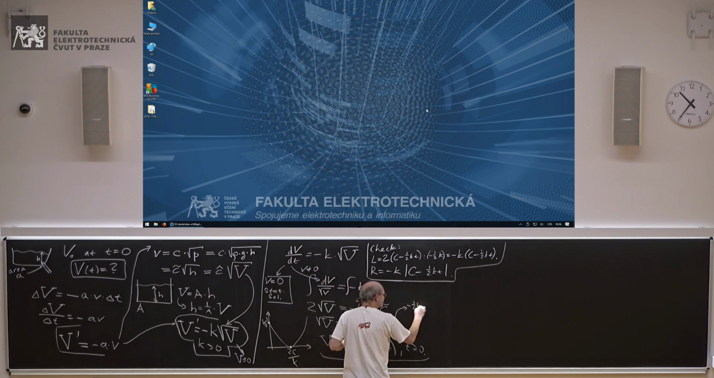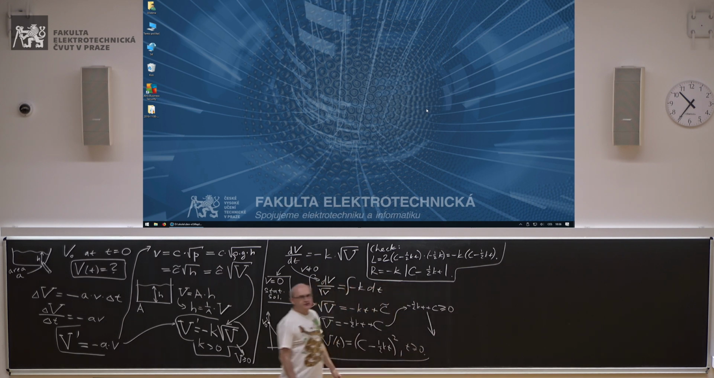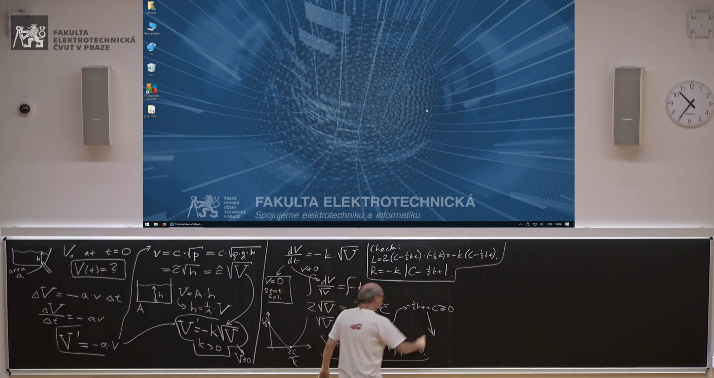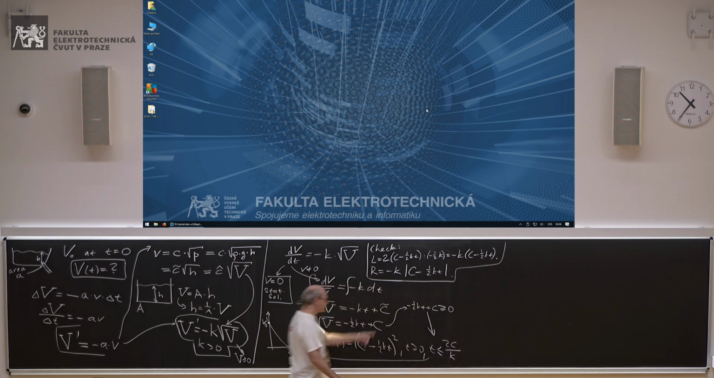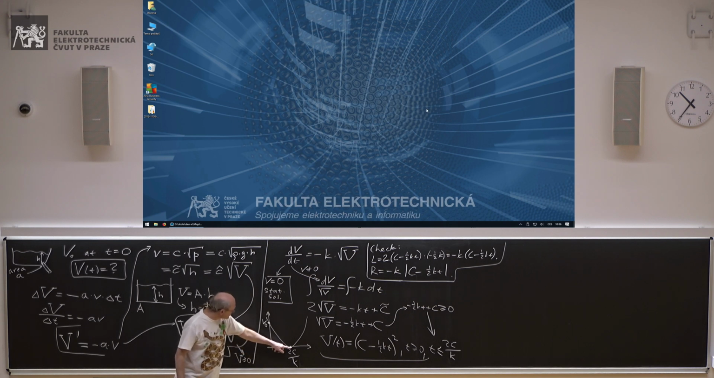Minus 1/2 kt plus c must be greater than or equal to 0. And that's another condition that we overlooked. But it's hidden there. This is really devious. Okay, I move it to the right. t should be less than or equal to c over k. We saw that before. That's the vertex.